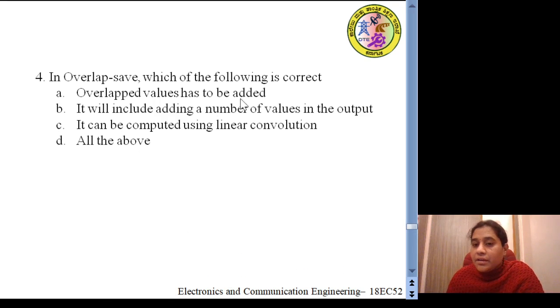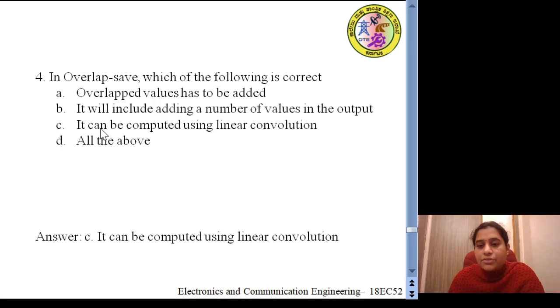See, here, overlapped values have to be added. No, we will not be adding any values. Directly we are overlapping, keeping some values and discarding some values. So A is not the answer. It will include adding a number of values in the output. No, obviously not. It can be computed using linear convolution. Yes, it is correct. We are computing linear convolution using circular convolution. So only option C is correct. So it can be computed using linear convolution is the correct answer.